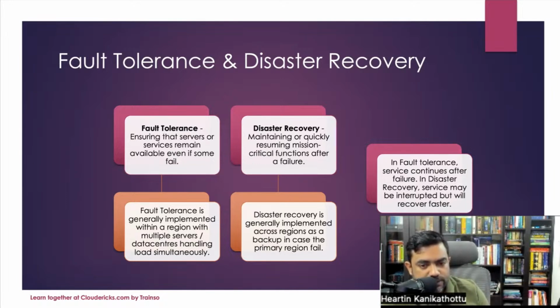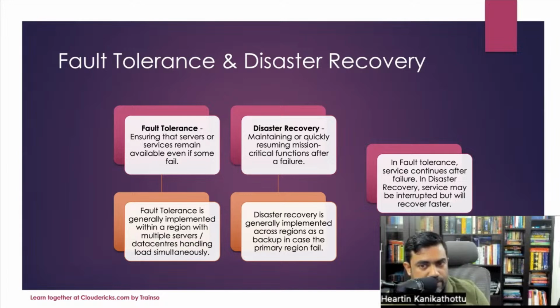Fault tolerance is generally implemented within a region. When it comes to cloud, this generally means that within a cloud and within a region, you'll have multiple data centers, and these data centers are generally referred to as different zones. These zones within a region will be communicating with each other, synchronizing their data with each other. If one of them goes, others will be able to manage.